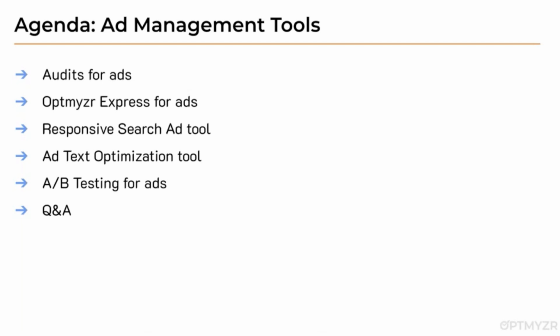Okay, so the first new tool there is the responsive search ad tool. It's going to help you build new responsive search ads, RSAs, much quicker than if you had to do it manually. And then we also have another new tool, which is in pre-release. So everyone who registered for the webinar and has a currently active Optmyzr account, we've enabled this tool for you already. It's called the Ad Text Optimization tool.